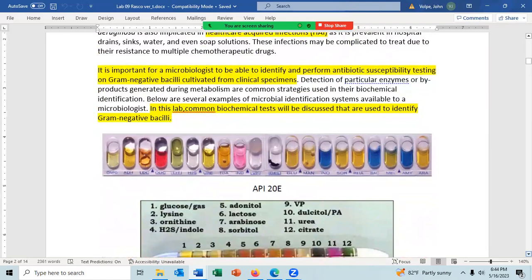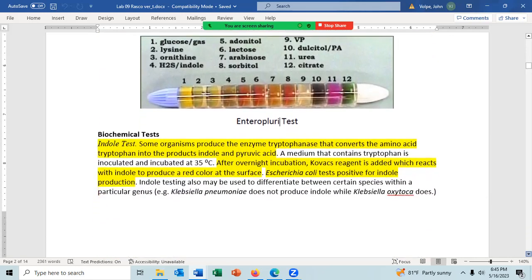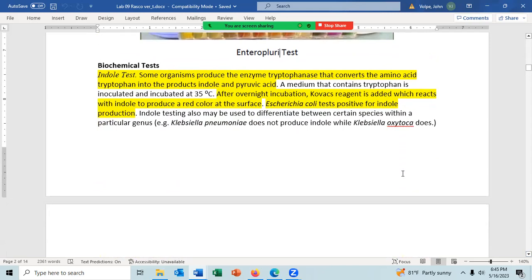It's important for a microbiologist to be able to identify and perform antibiotic susceptibility testing on gram-negative bacilli. When a clinic receives a specimen from a patient, they have to run different tests to identify the species causing the infection. And we're going to look at some common biochemical tests used to identify the gram-negative bacilli. This is showing you some of them, but we're not going to talk about all of these. We're going to talk about the indole test.